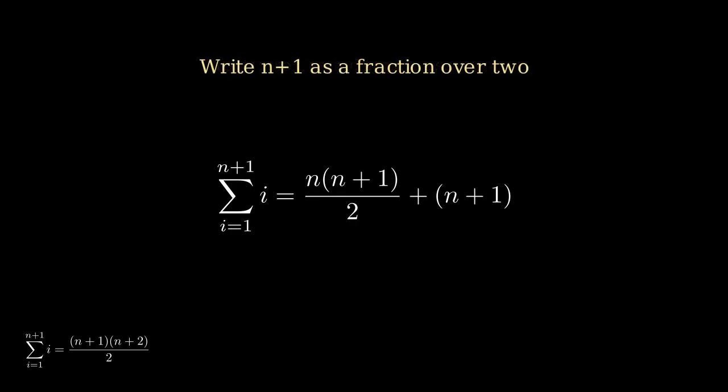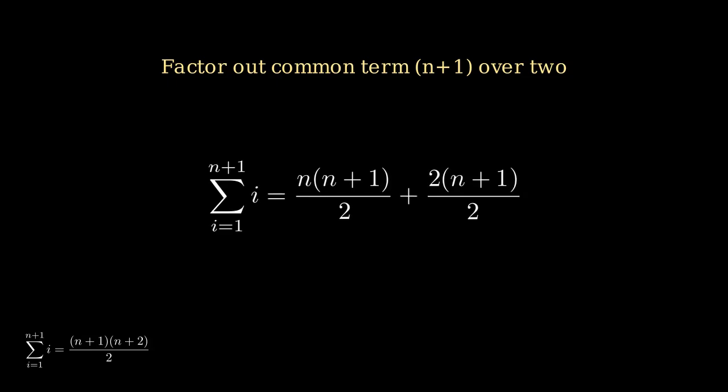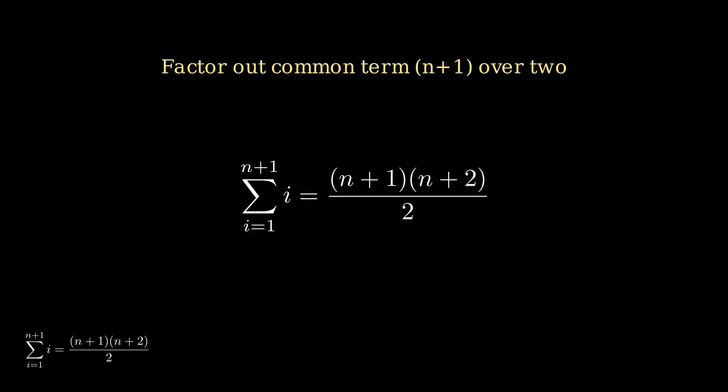Next, we write n plus 1 as a fraction with denominator 2, so we can combine the two terms. This gives n times open bracket n plus 1 close bracket divided by 2 plus 2 times open bracket n plus 1 close bracket divided by 2. Both terms share a common factor of open bracket n plus 1 close bracket divided by 2. Factoring this out gives open bracket n plus 1 close bracket times open bracket n plus 2 close bracket divided by 2. This matches exactly the formula we wanted, with n plus 1 in place of n, so the statement is true for n plus 1 whenever it is true for n.